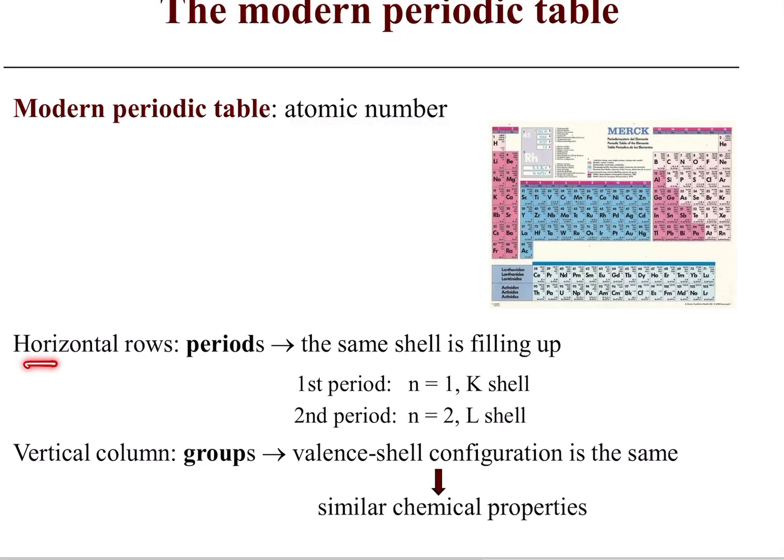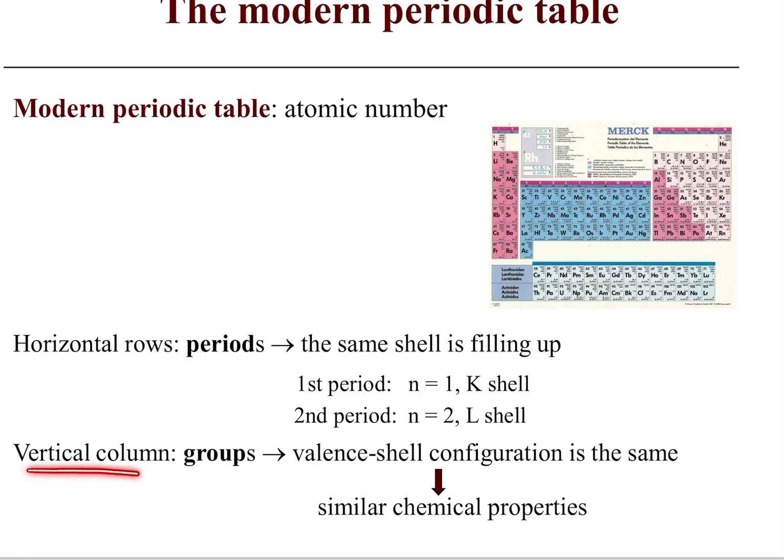The horizontal row is the period, for example the first period, second period, third period. The same shell is filling up. In the first period, n is 1, the K shell. In the second period, n is 2, the L shell.